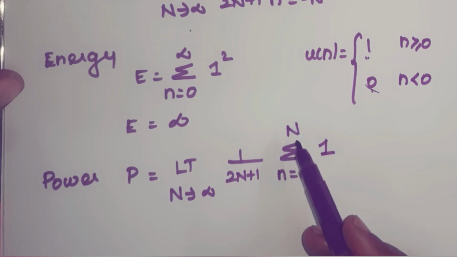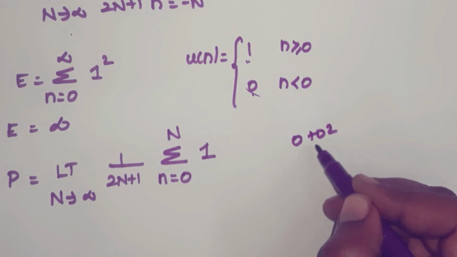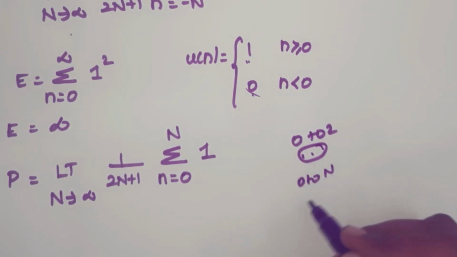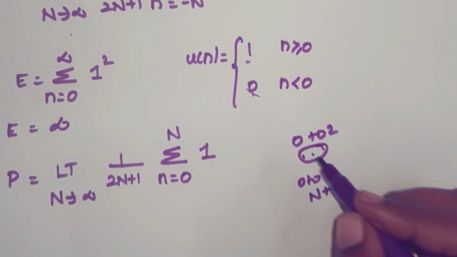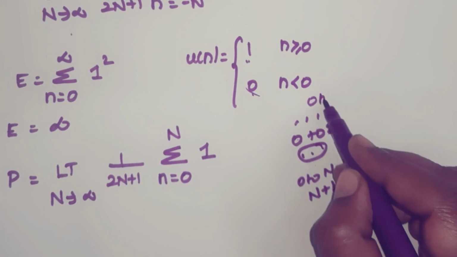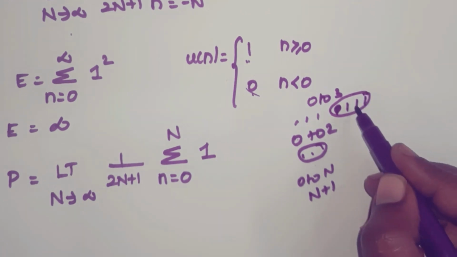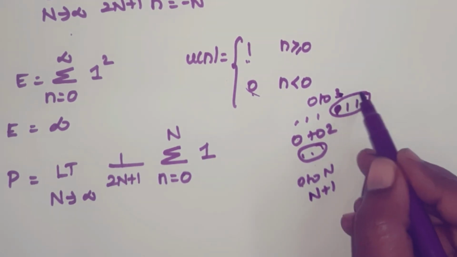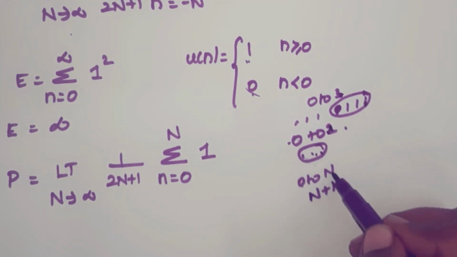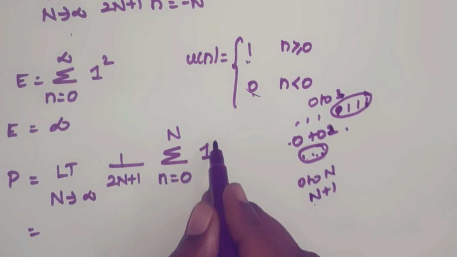0 to n times means n plus 1 times, right? 0 to 2. How many values here? 0, 1, 2. So totally 3 values. 0 to n. So how many values? N plus 1 values. Okay. 0 to 3, that is 0, 1, 2, 3. How many values? 4 values, that is 3 plus 1. 0 to 2, 3 values, that is 2 plus 1. Similarly, 0 to n, n plus 1 times we are going to add 1. So the answer is n plus 1.